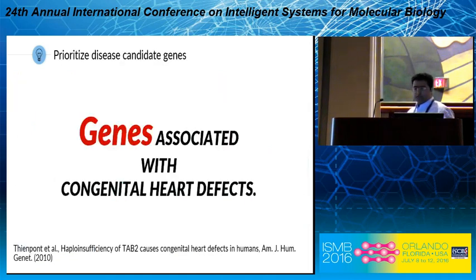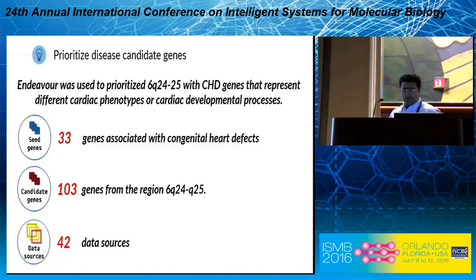To explain the result, I'm going to use one of our famous examples. In 2010, our colleagues at UZ Leuven, the University Hospital of Leuven in Belgium, had a question: what gene is associated with congenital heart defect? They already knew that the genes located on chromosome 6 bands 24 and 25 are related to different cardiac phenotypes. But for that specific question, they had no idea which gene or genes were associated.